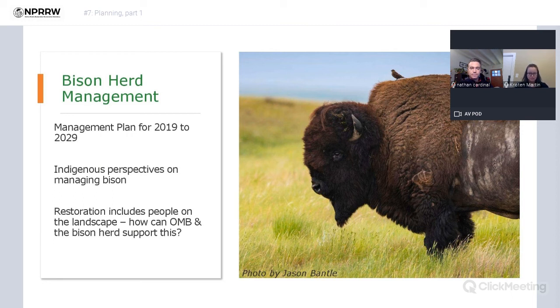And also thinking of it from a bit of a broader context, restoration of grassland ecosystems can include things like putting bison back on the landscape, or things like returning important processes like fire to the landscape. But we also need to think that healthy grassland ecosystems also include and require the presence of Indigenous people on those lands and all the ways that they use the land as well. So we were also trying to see if we could identify some opportunities for NCC's management of OMB and the bison herd to support that, if we could as well.